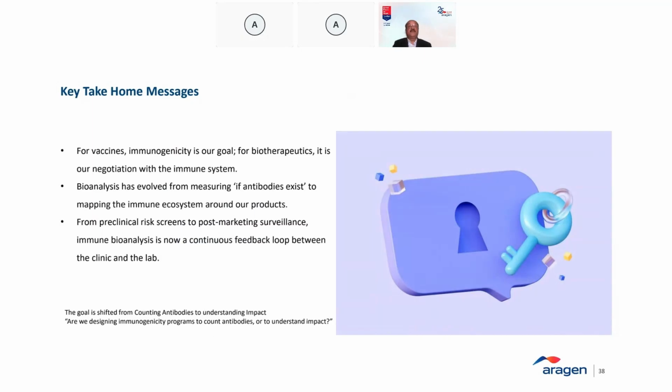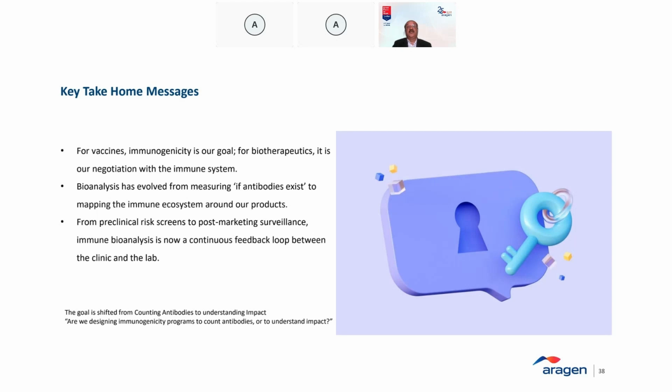To sum up, I would close the presentation with these comments: for vaccines, immunogenicity is our goal. For biotherapeutics, it is a negotiation with the immune system. Bioanalysis has evolved from measuring if an antibody exists to mapping the immune ecosystem around our product. From preclinical risk screening to post-marketing surveillance, immune bioanalysis is now a continuous feedback loop between the clinic and the lab. Bioanalysis is involved right from the beginning, from preclinical all the way to clinical, and then even post-marketing surveillance.